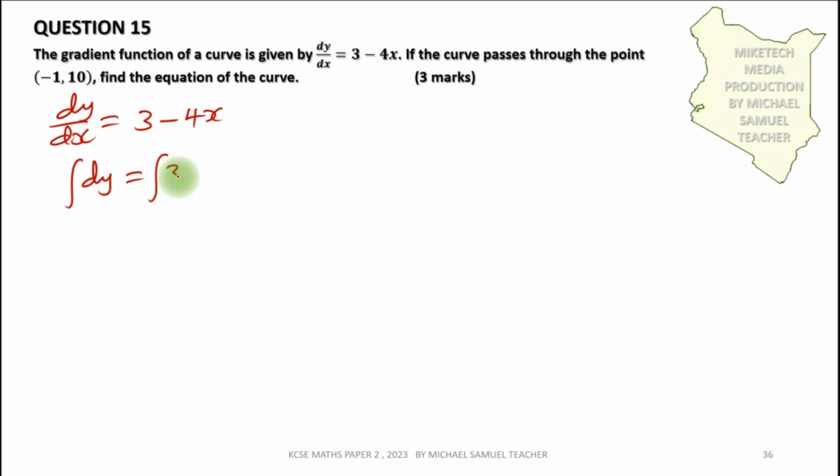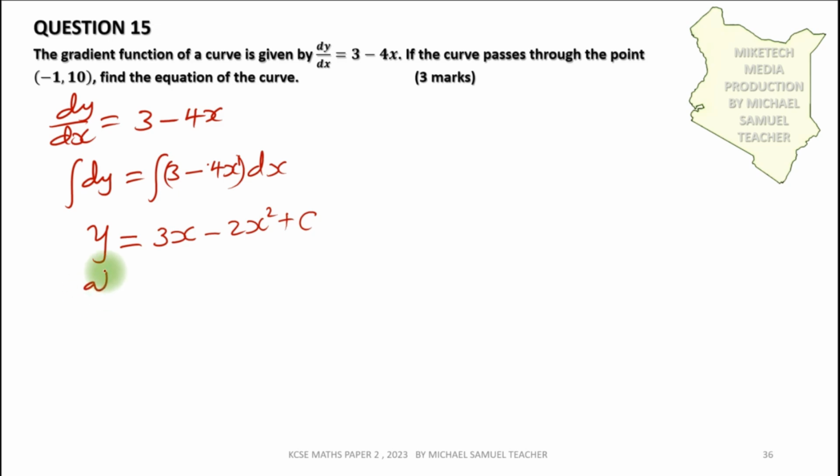So we integrate dy, and we get y equal to 3x minus, remember it is 4x to the power 1, so we divide by the new power, we get 2x squared, then plus a constant value.